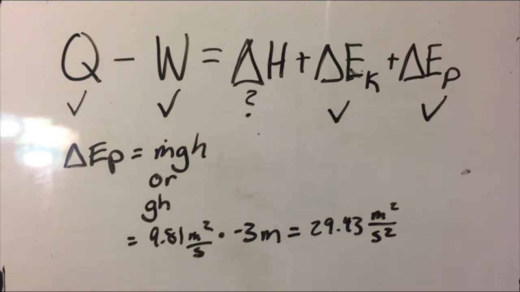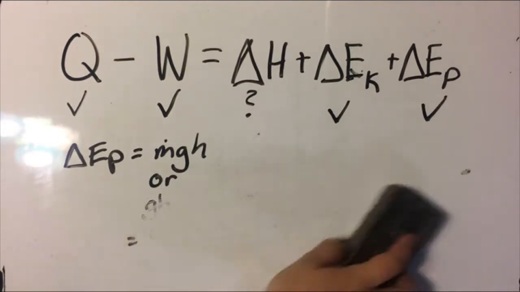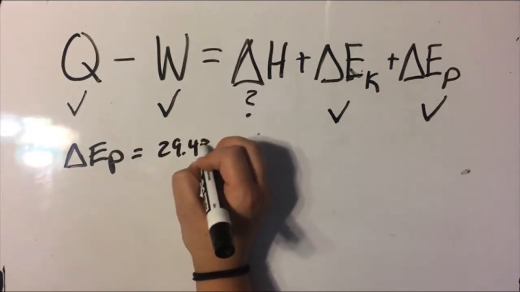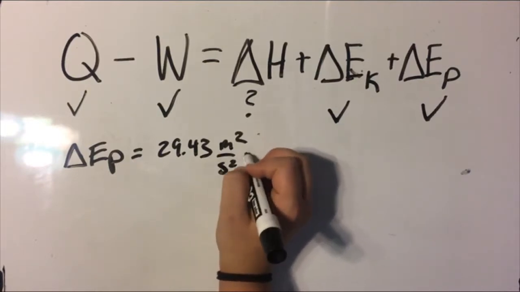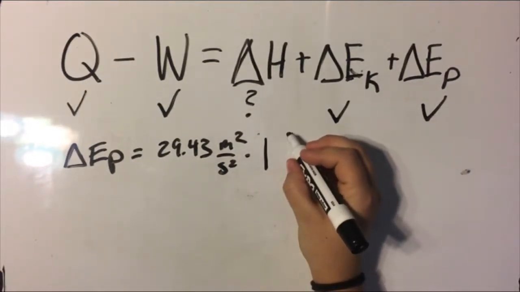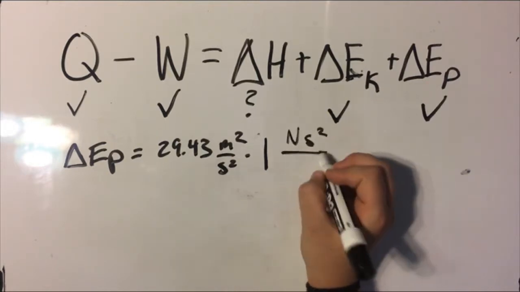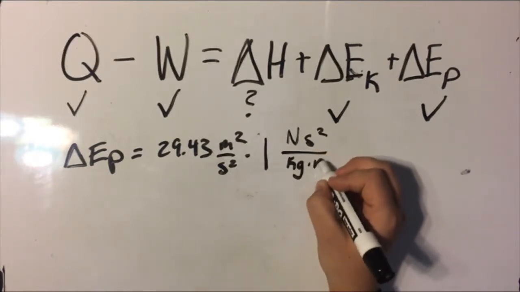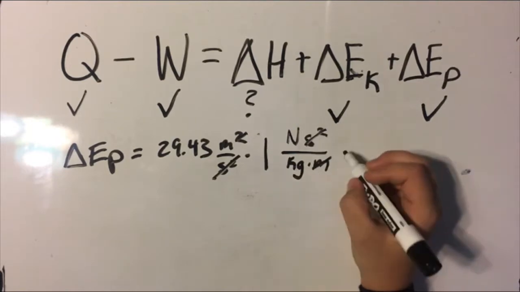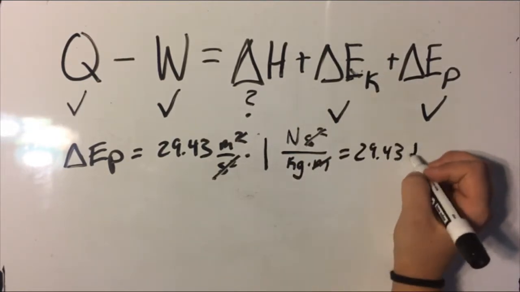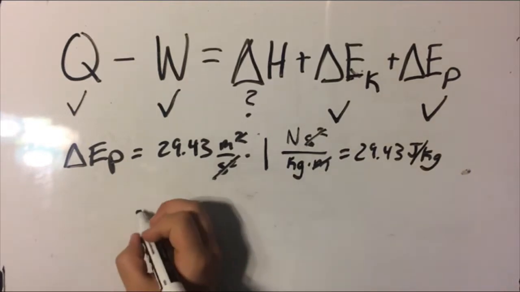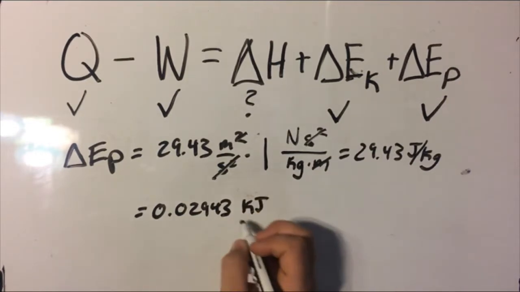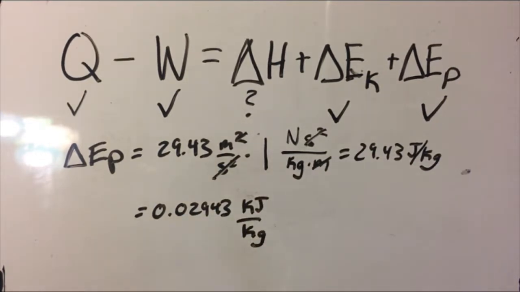And we've got that unit again. So we're going to go back through and multiply by our conversion factor. Instead of having 29.43 meters squared per second squared, by multiplying by our conversion factor and canceling out some units, we'll end up with 29.43 joules per kilogram. Again, we want that in kilojoules, so just divide by 1,000 to get 0.02943 kilojoules per kilogram. All right, so we now have our energies.